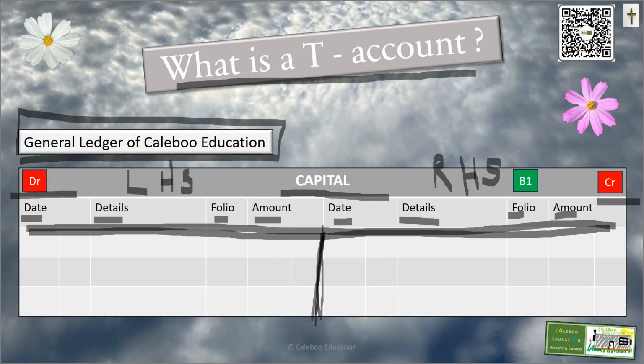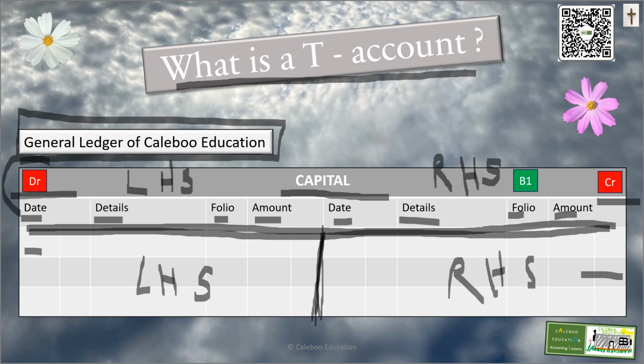So if your lecturer starts drawing T's on the board, you know it's a rough working of a general ledger account, because a general ledger account is divided into two sides, the left hand side and the right hand side. And the left hand side is the debit side and the right hand side is the credit side.